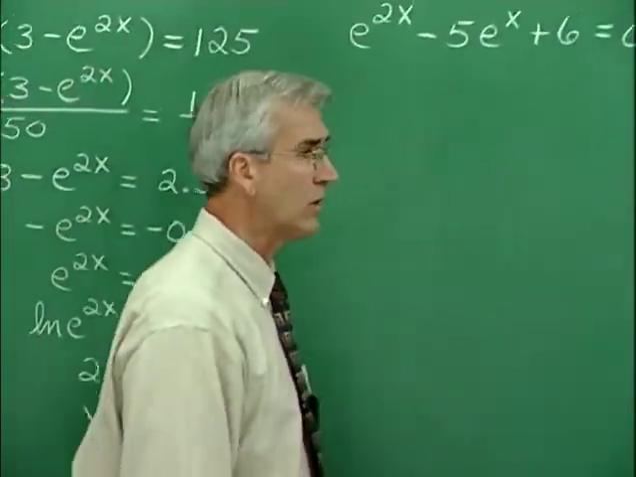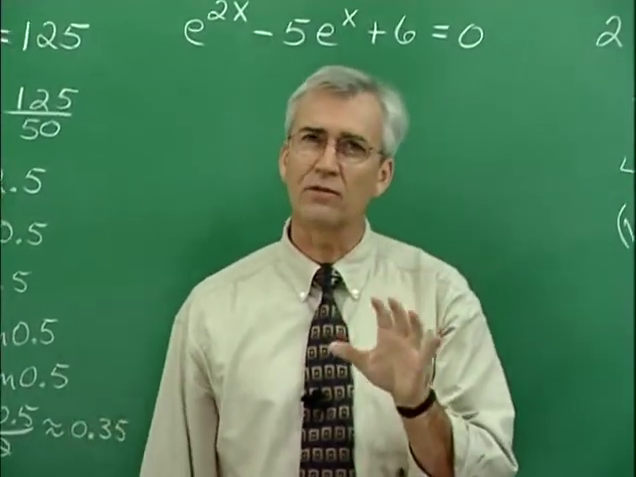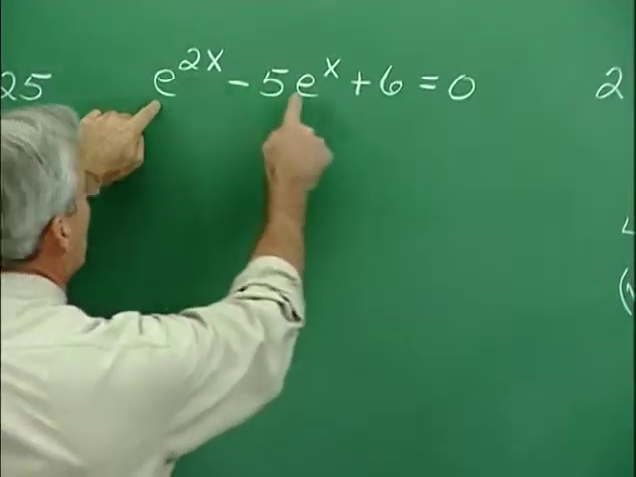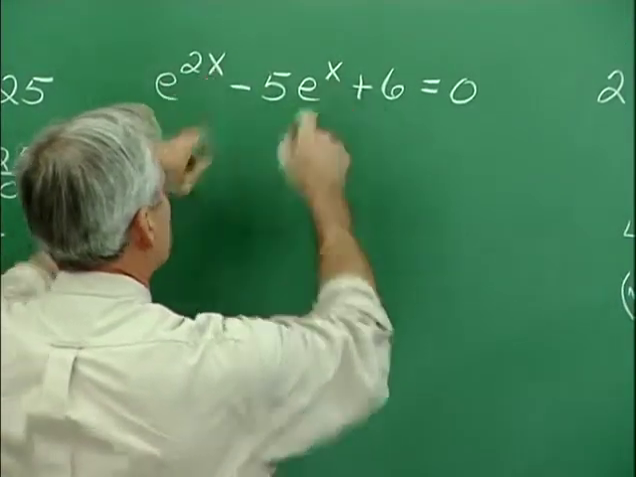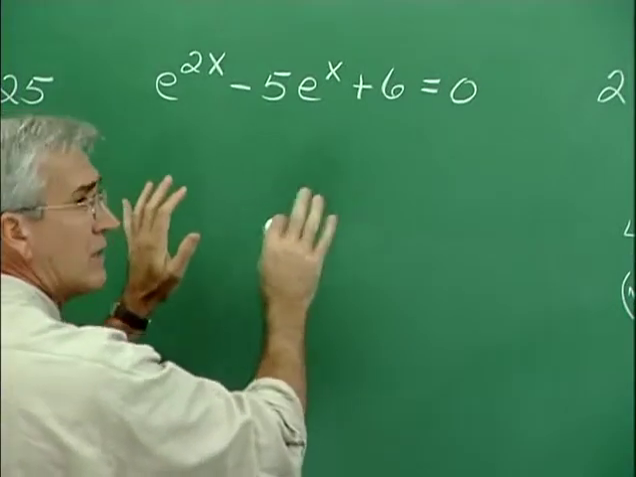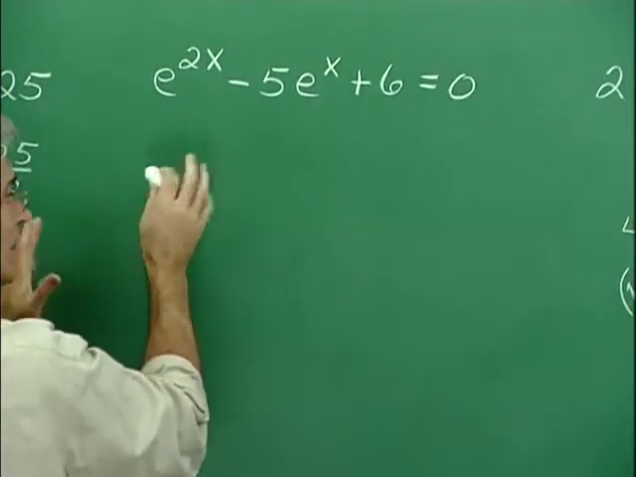Here's a really interesting problem. It's an exponential equation, and it has a couple of terms that involve this base exponent combination where we have a variable in the exponent. The intriguing thing about it is that we can write this in quadratic form. Now watch this little routine.